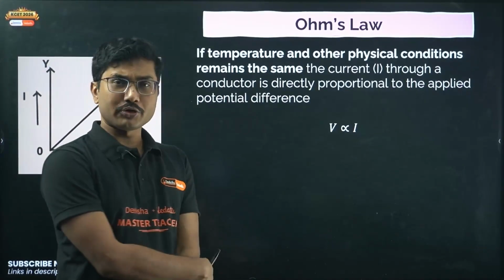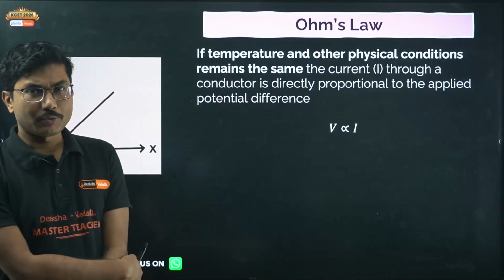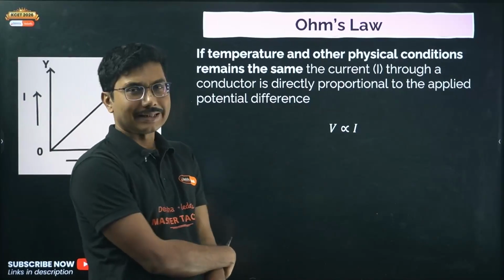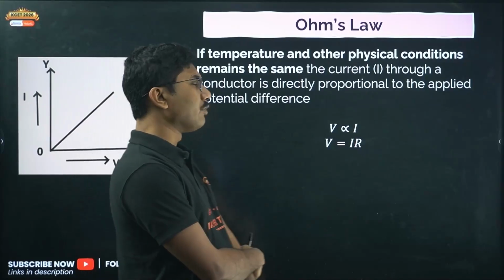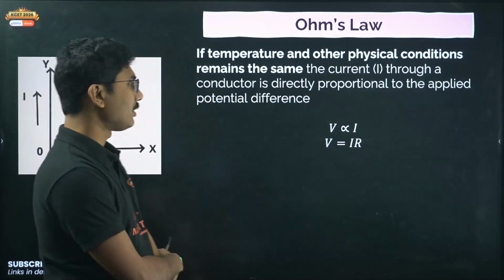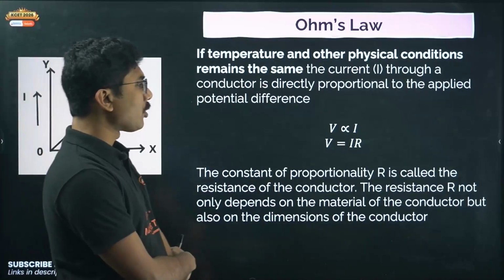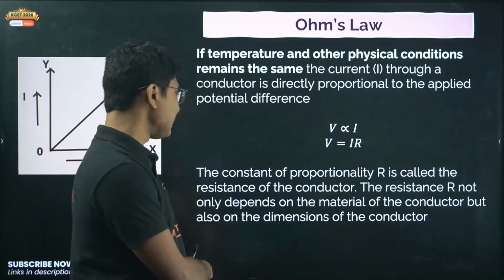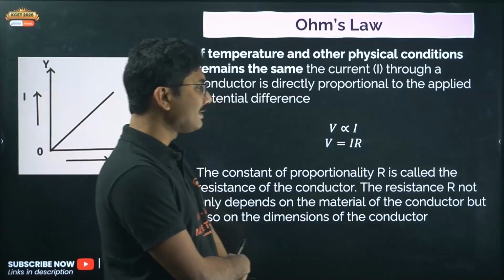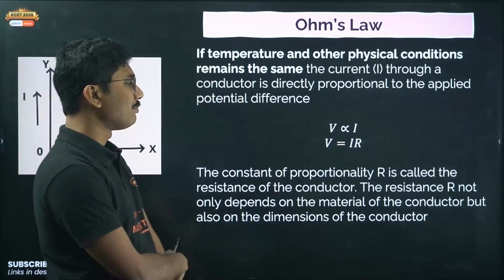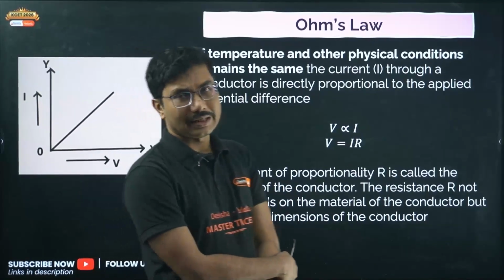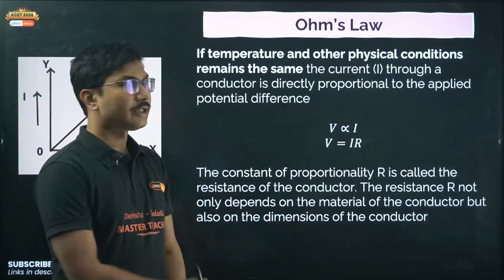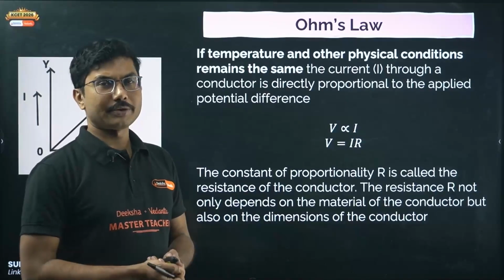If X is proportional to Y, Y can also be written as proportional to X, right? So from there we have written V is proportional to I, or V equals IR. R is the constant of proportionality. The constant of proportionality R is called the resistance of the conductor. The resistance R not only depends on the material of the conductor but also on the dimensions of the conductor.